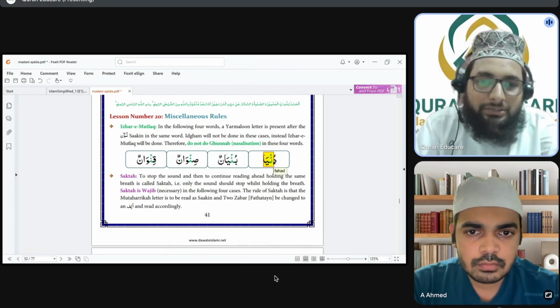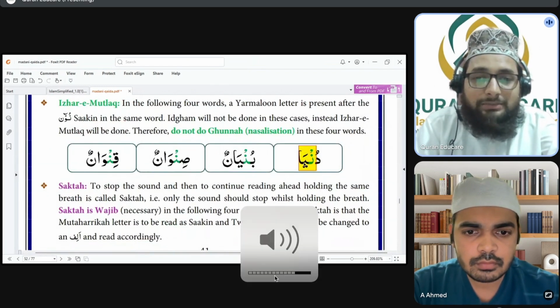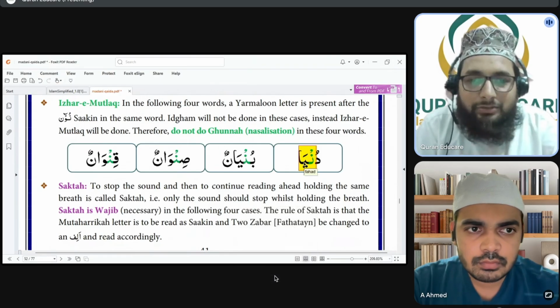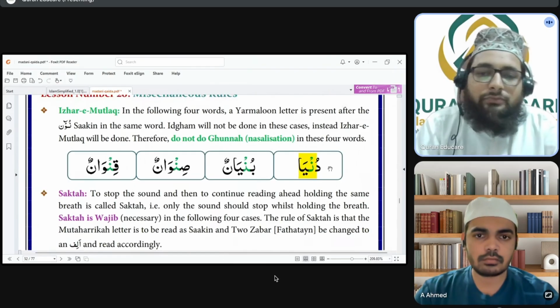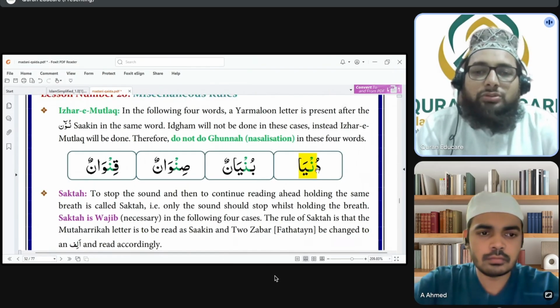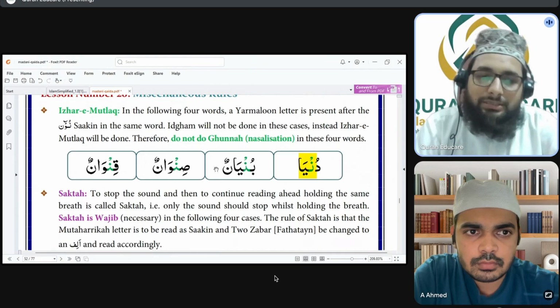Like here you can see, after Nun Sakin there is a Ya from the Yarmalun letters, but in the same word. So rather than Idgham, it's Izhar Mutlaq. We should not do Ghunnah, like Dunya, Bunyanun.